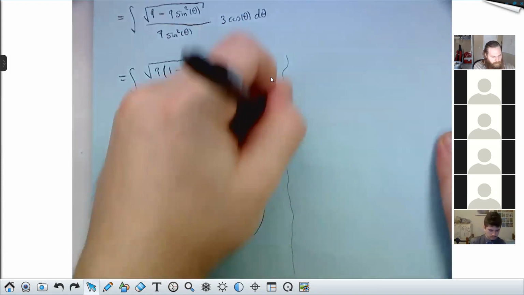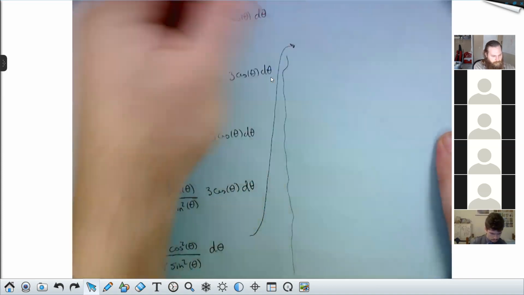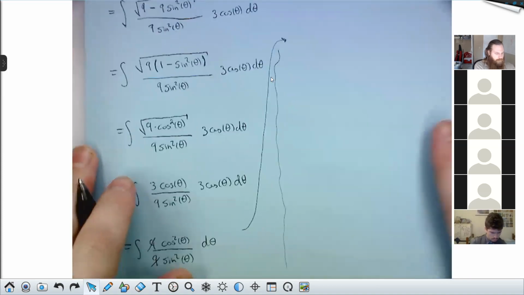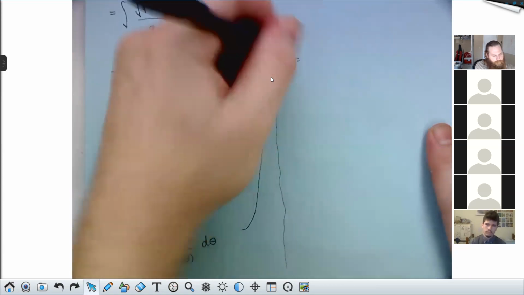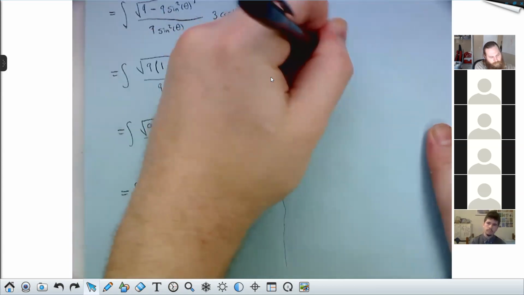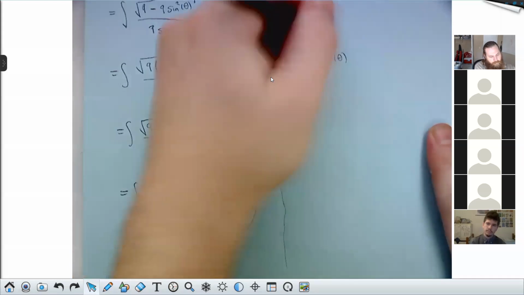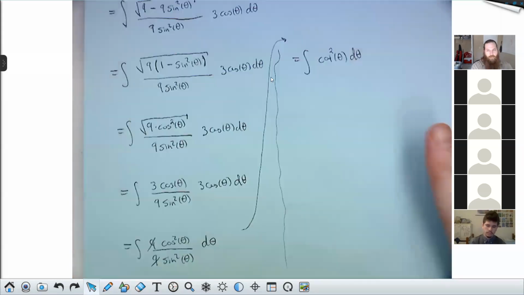From here, I'm going to continue over here. Cos squared over sine squared is cotangent squared. Does anybody know how to integrate cotangent squared or just tangent squared? It's the same trick for both. They're kind of weird.